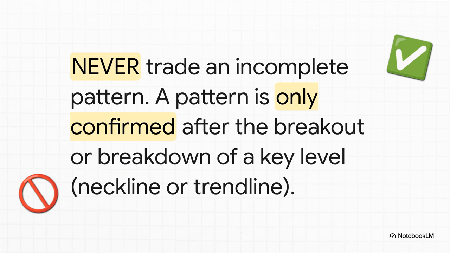A potential double top is just a potential pattern. A potential flag is just some sideways consolidation. The pattern is not confirmed. It's not real until the neckline or the trendline breaks. Until that happens, you're just guessing.